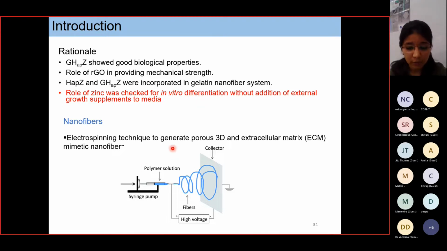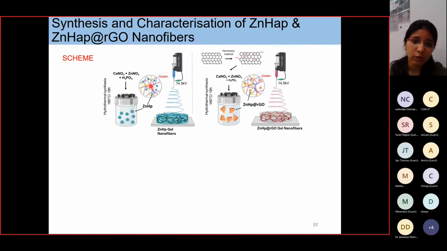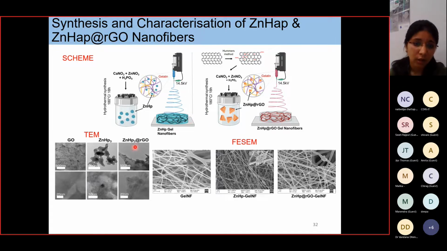So for this we went for the electrospinning technique, and we chose gelatin as the polymer for nanofibers. Our first step was the synthesis of zinc doped hydroxyapatite, as well as the synthesis of zinc doped hydroxyapatite on the RGO surface, and then the incorporation of this in the gelatin nanofiber systems. We optimized our nanocomposites using TEM, XRD, XPS and other studies, and then we incorporated them in the nanofiber system, and these were the nanofibers that were formed.